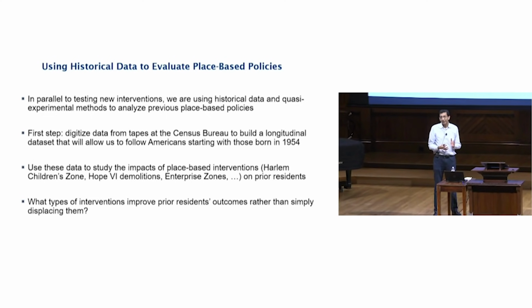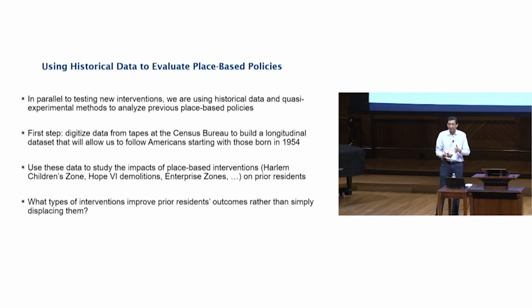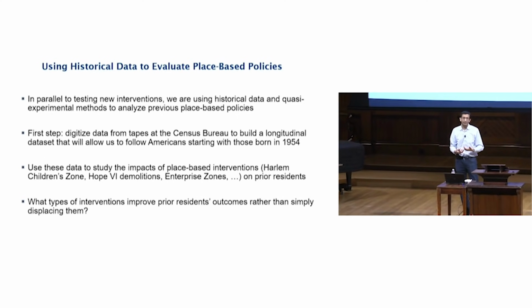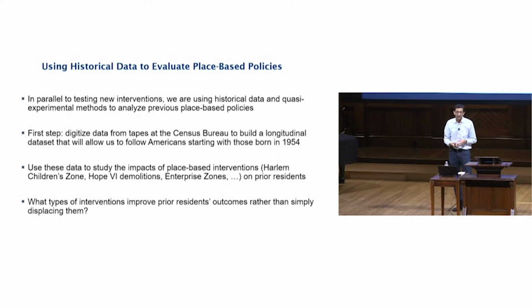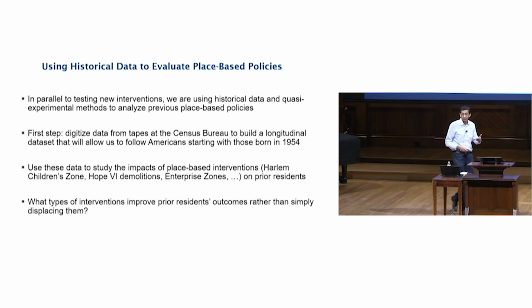So it turns out that the type of data that I've been describing to you, tax records, census records that we have for the recent period, the government actually has that sort of data. The Census Bureau has that data on tapes going back to the 1950s. And so you can digitize those tapes to build a longitudinal data set that will allow us to follow Americans starting with those born in 1954. So you can basically go back 50 years and construct the maps that I've been showing you for the kids born in the 1980s back, an additional 30, 35 years, all right?